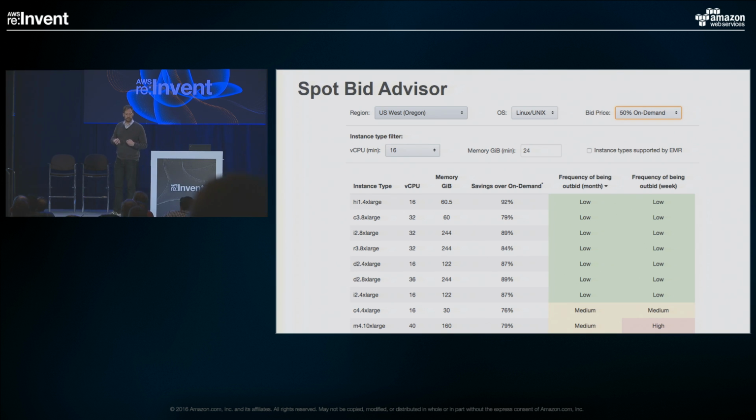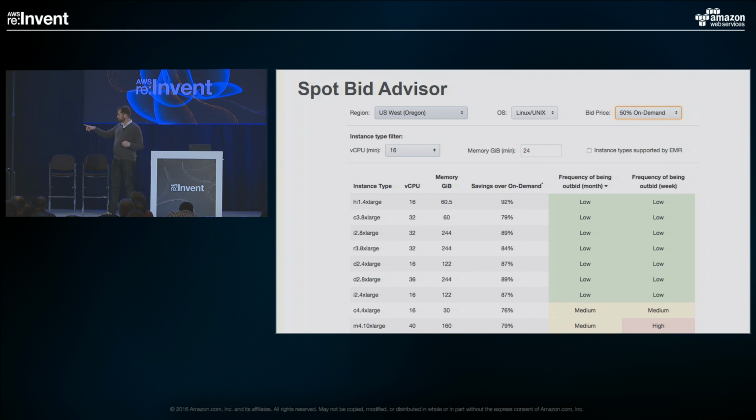And what it shows you is, for a particular region and a particular OS type, you can see up at the top some of the selections we've made here to filter, it shows you the percentage chance of being outbid at a particular bid. It works on the idea of a bid strategy where you bid a portion of the on-demand price. So in this example here, if the on-demand price is $1, we're going to bid 50 cents, basically setting 50% of the on-demand price.